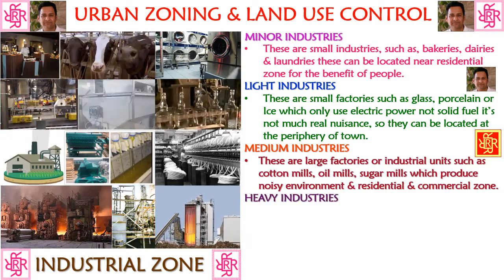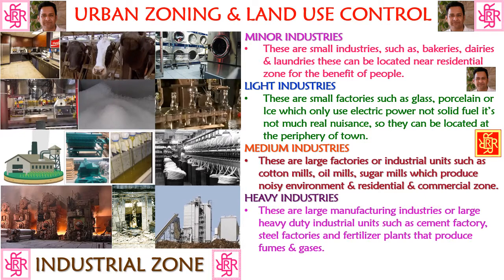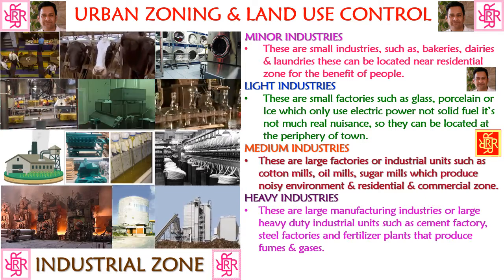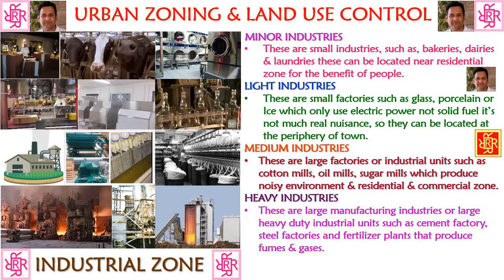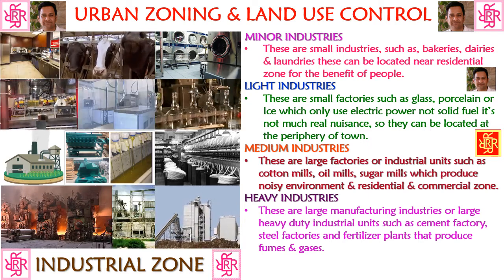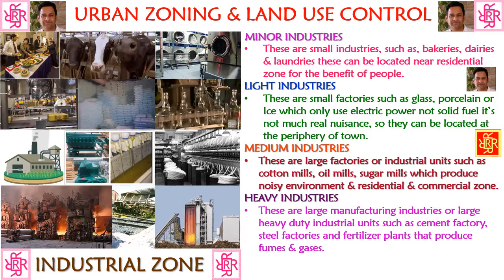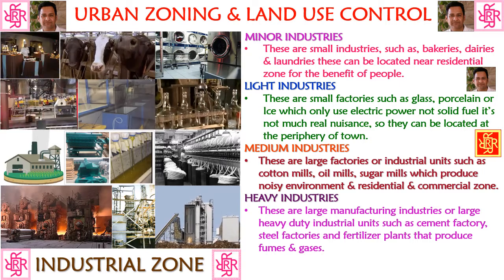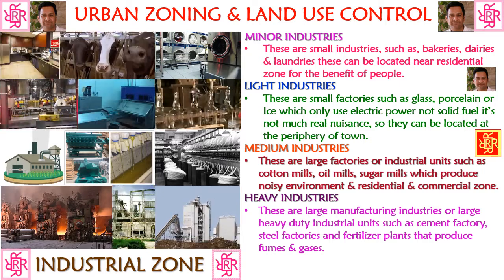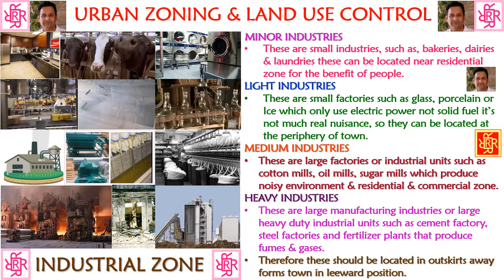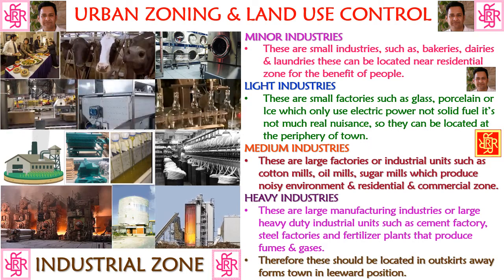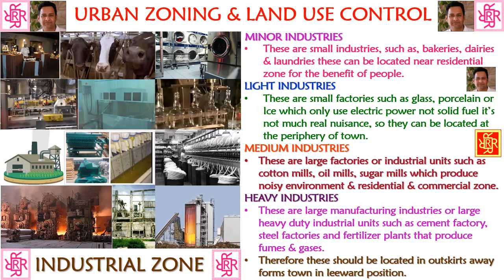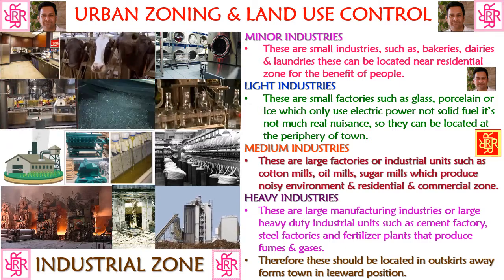Well, then there are heavy industries. What are heavy industries? These are the large manufacturing industries, the large heavy duty industrial units, such as a cement factory or a steel mill or the fertilizer plants that produce fumes and gases and so much solid and liquid waste. So these should be kept away from the city, not nearby the city. Therefore, they should be located in the outskirts, away from the towns and in a leeward position. For example, you see this steel mill is basically outside Karachi.